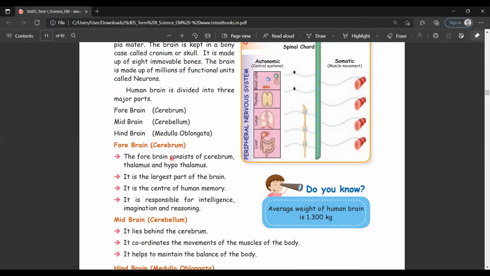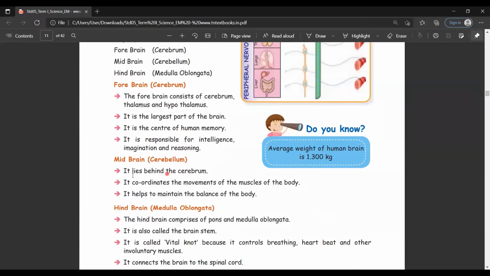Okay, the forebrain consists of cerebrum, thalamus, and hypothalamus. It is the largest part of the brain. It is the center of human memory. It is responsible for intelligence, imagination, and reasoning. So write a brief note on forebrain. You have to memorize this and write this. Okay, children. Very easy one.